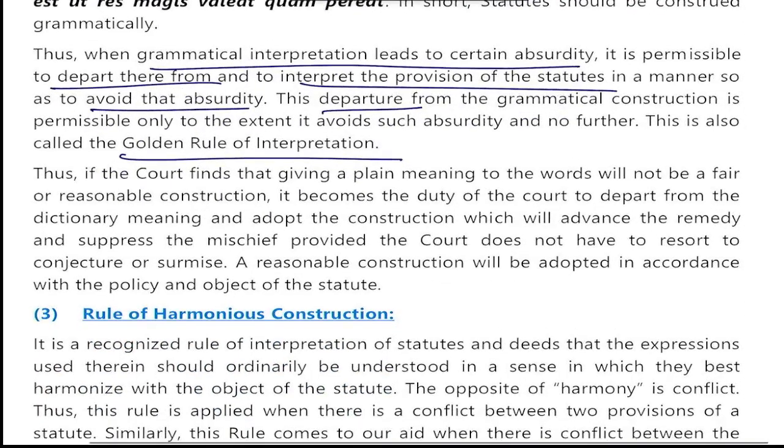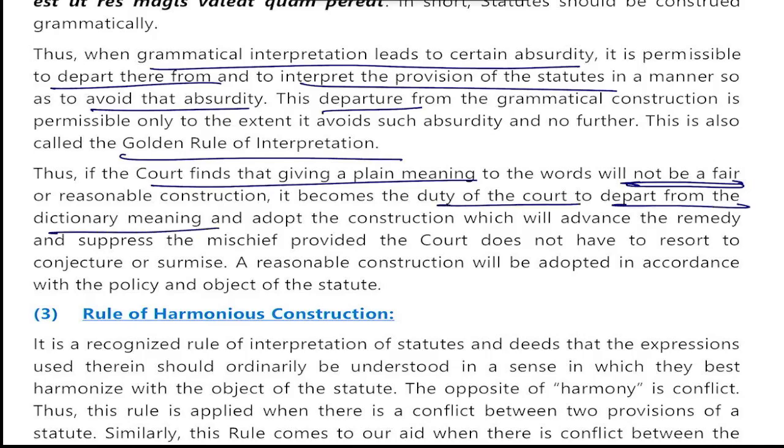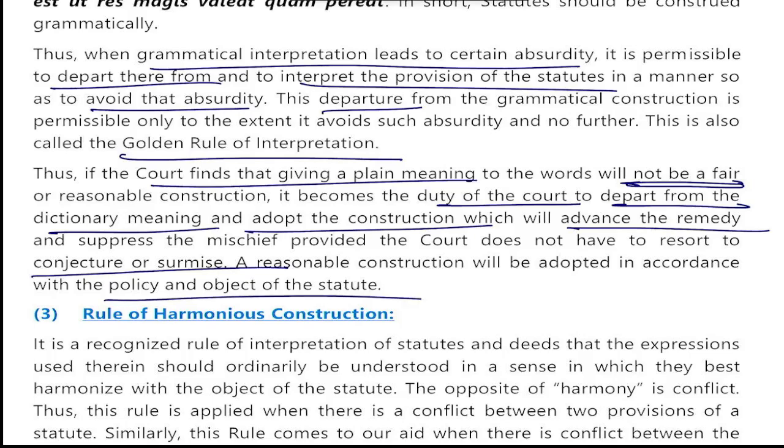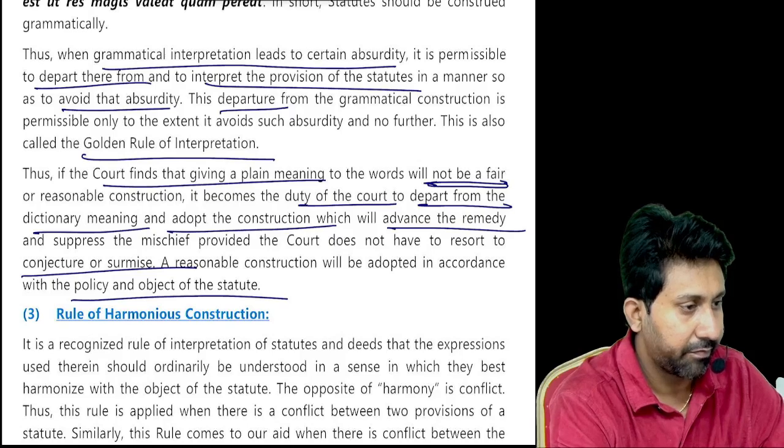Next, again same song. If the courts find that giving a plain meaning of the words will not be fair, it becomes the duty of the court to depart from the dictionary meaning and adopt the construction which will advance the remedy and suppress the mischief, provided the court does not have to resort to conjecture or surmise. A reasonable construction will be adopted in accordance with the policy and object of the statute. All nonsense if you remove, I have to get 5 marks in exam. What are all the points I need to write? Let's concentrate on that. Okay, write down the notes.